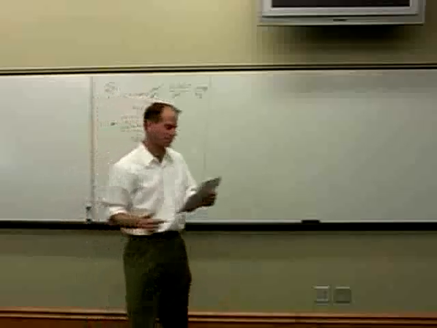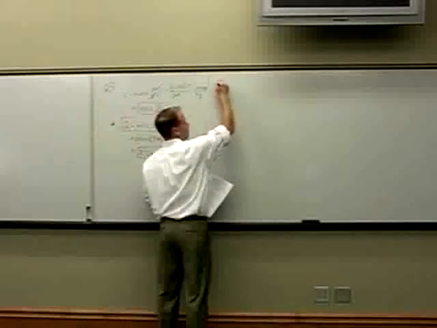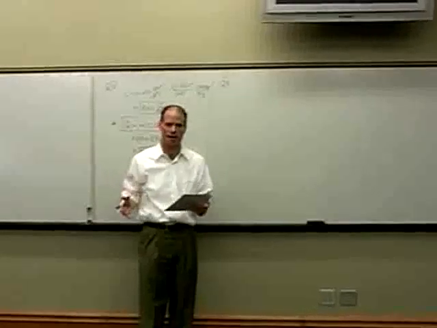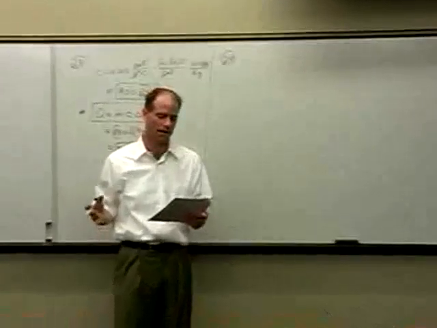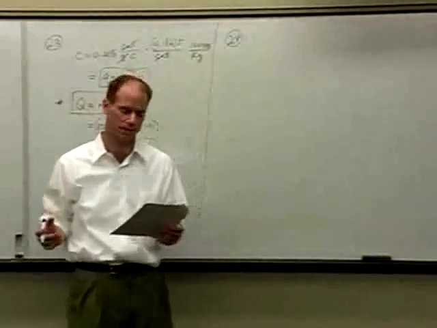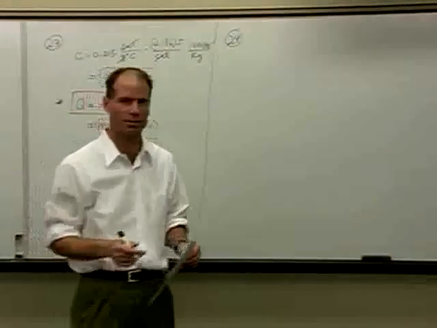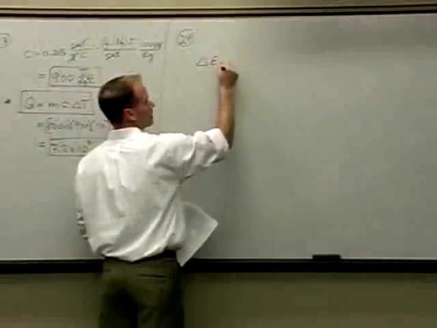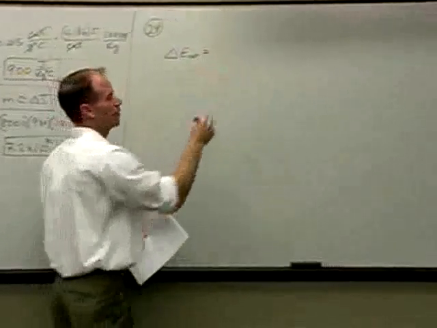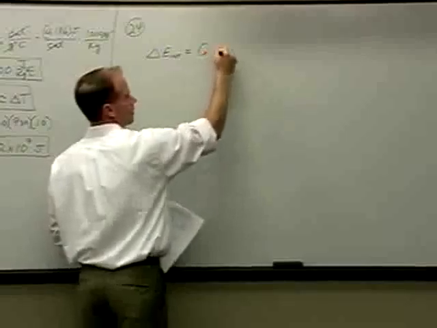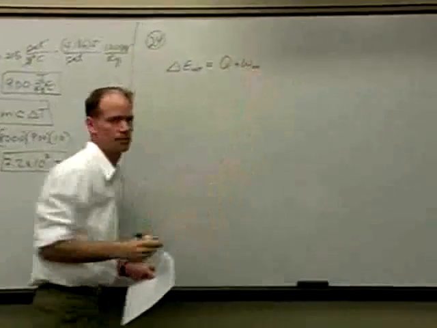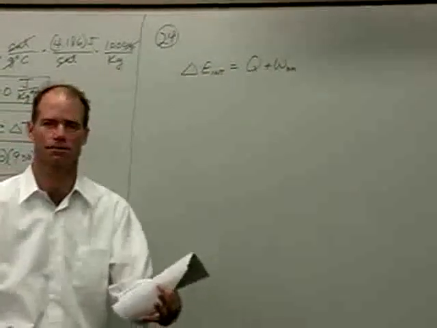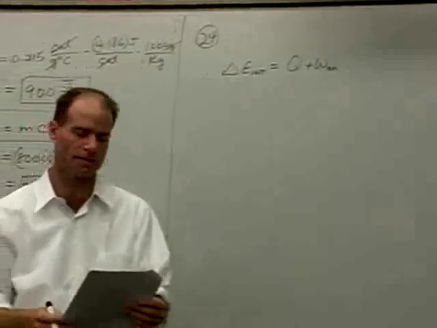Problem number 24. Well, this is the same problem as 22 and 23. In those problems, they ask for the work done by the aluminum pole and the heat transferred to the pole, respectively. Now we're asking for the change in internal energy. By the first law of thermodynamics, the change in internal energy should equal the heat added to the system plus the work done on the system. The heat added plus any work done on the system would be energy that was added to the system, and that would be the change in energy of the system.